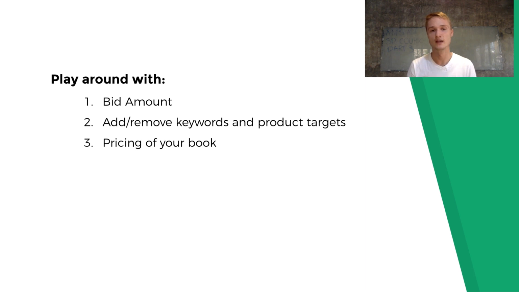I hope that makes sense. So, and then number 2 you also see is add or remove keywords and product targets. How that works is once you've added your initial list, you will start to see some keywords will be profitable for you, some won't be, some will be sitting in the middle. That's usually how it works in business.